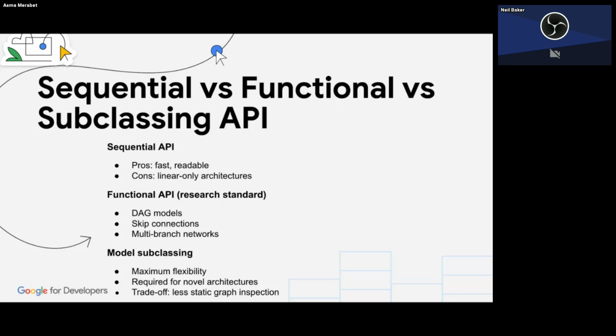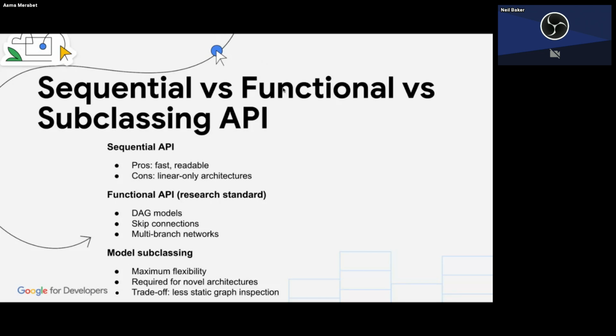Okay, now we are going to see the difference between the sequential, functional, and subclassing APIs here in Keras, and what is best for us as researchers. Keras provides us three ways of defining the models we have been talking about, and for sure each one has its advantages and its cons.